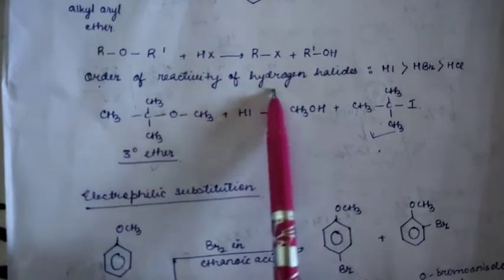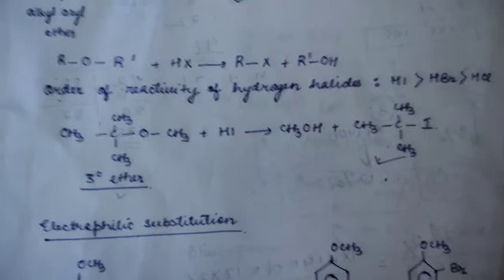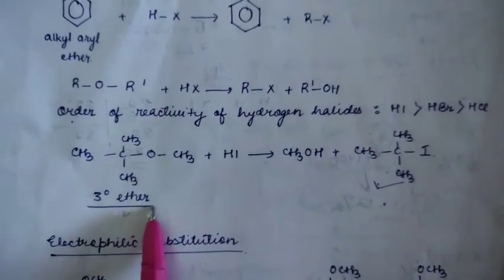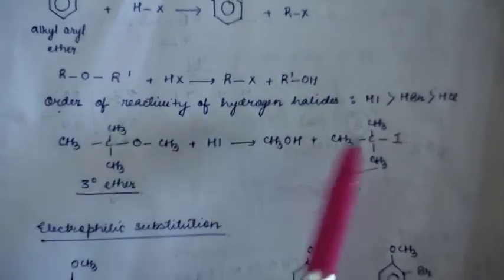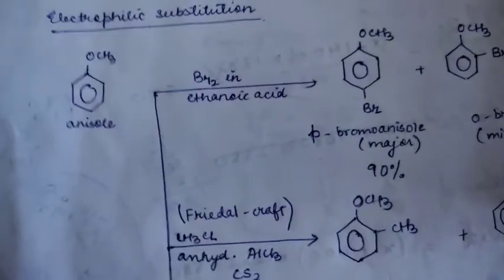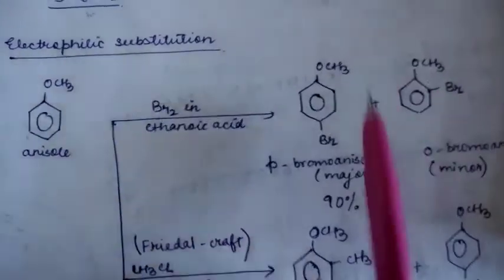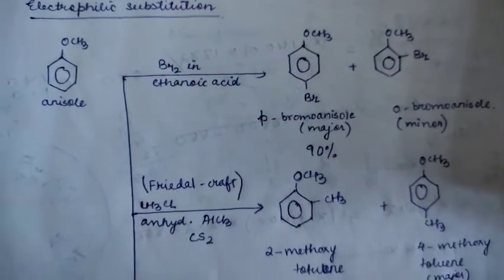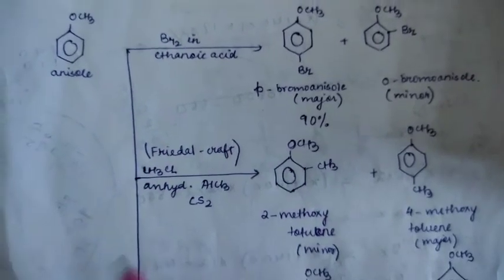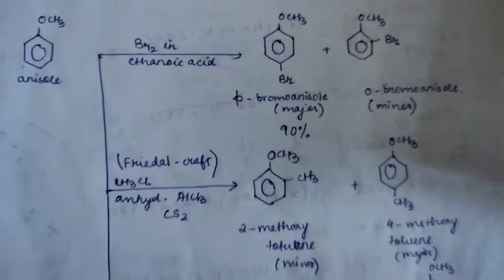Next, order of reactivity: hydrogen iodide is more reactive than hydrogen bromide and hydrogen chloride. But if we use a tertiary ether, then we will get a tertiary alkyl halide, and methanol is produced. Next, if we talk about anisole, then what happens? Br is attacking the para position and the ortho position, and you can name the compounds. So for all these reactions you have to remember the reagents, otherwise the compounds or the positions are similar in nature.